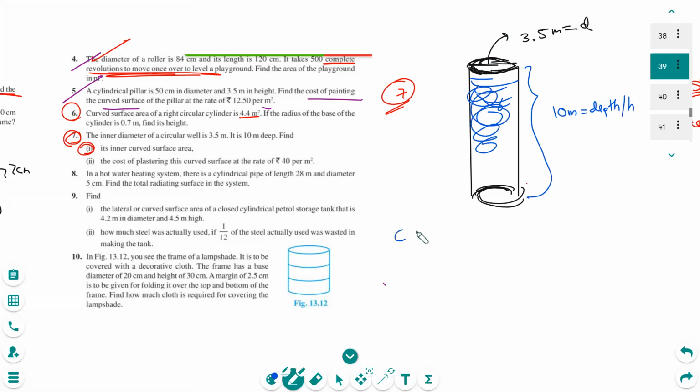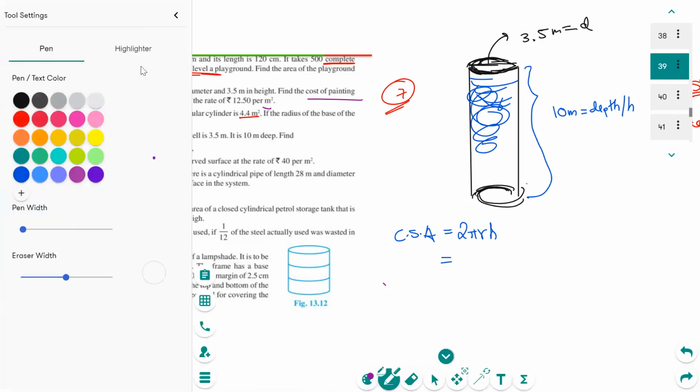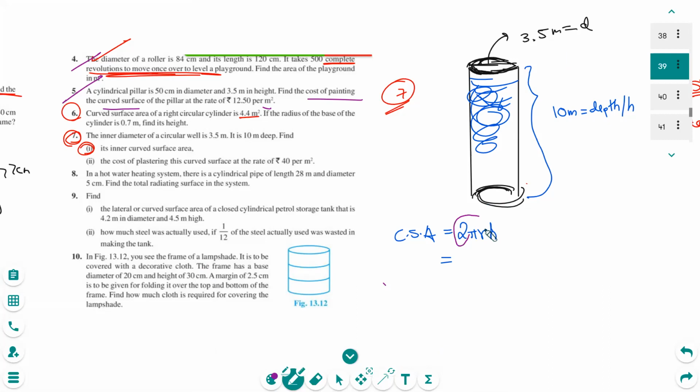What is the formula for curved surface area? 2 pi r h. So how can I do it quickly? 22 divided by 7 into 3 into 5 into 10. Do we need to calculate the radius first? No, the diameter is 3.5, so there is no need to multiply by 2. Good. 2r is actually nothing but the diameter, isn't it? Now let's put the value of diameter here, 3.5.